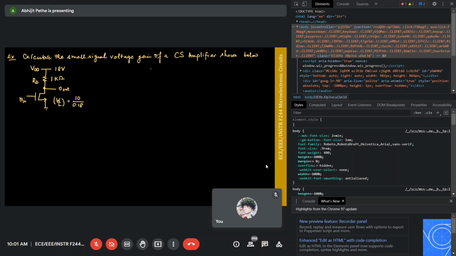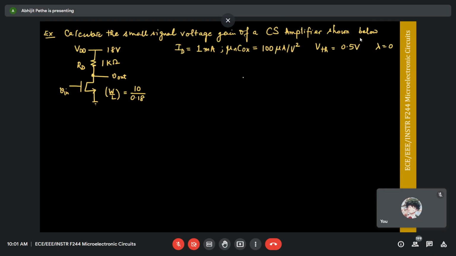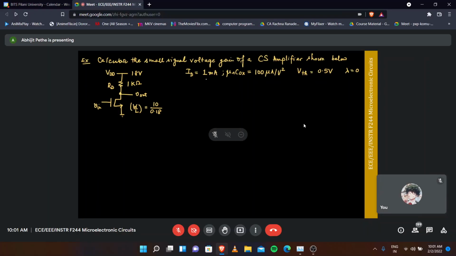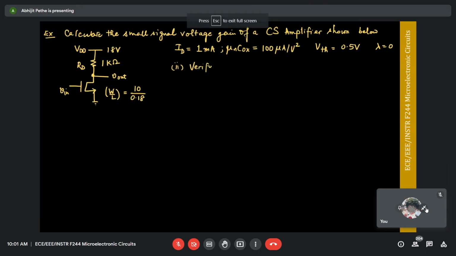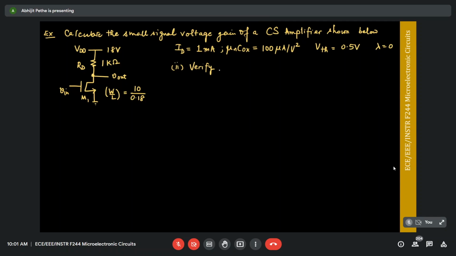Okay. So it is given that ID is equal to 1 milliamp. That is the current flowing through the resistor. You're also given mu n Cox is equal to 100 microamp per volt squared. VTH of the transistor is half a volt, and lambda is equal to 0. So first, calculate the small signal voltage gain of this amplifier, and the second part is, let's call this transistor M1, verify that M1 is in saturation.